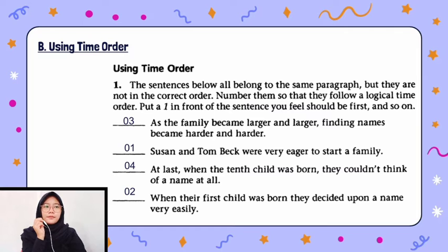And I think the sentence "Susan and Tom Beck were very eager to start a family" should be the first sentence. And the sentence "When their first child was born, they decided upon a name very easily" should be the second sentence. And "As the family became larger and larger, finding names became harder and harder" is the third sentence. And the sentence "At last, when the 10th child was born, they couldn't think of a name at all" should be the fourth sentence, or the last sentence.